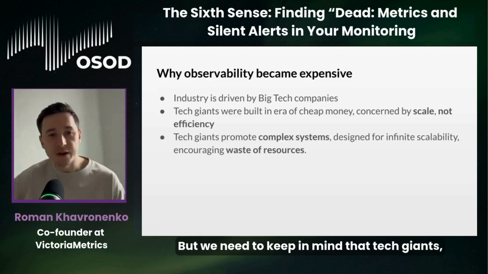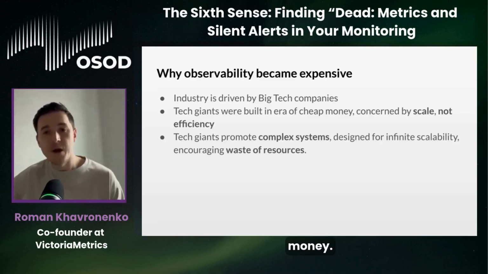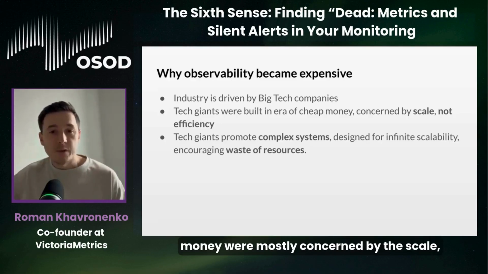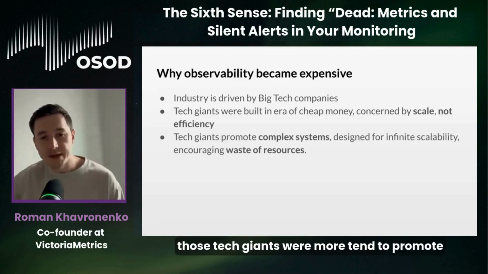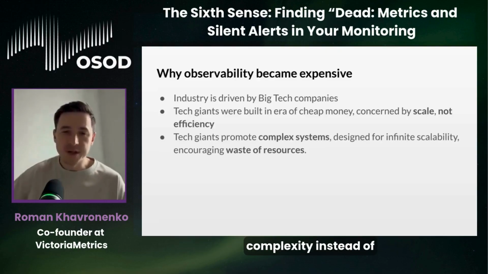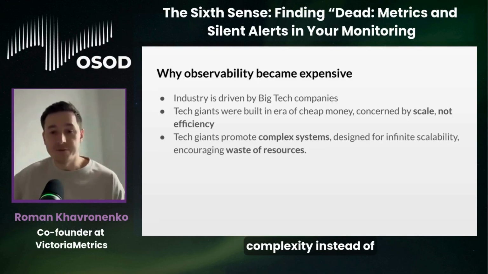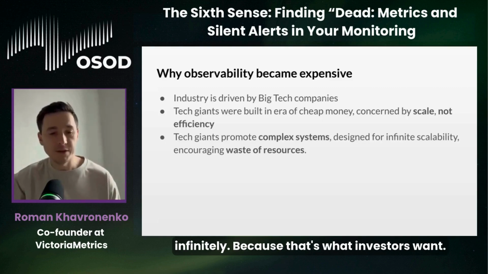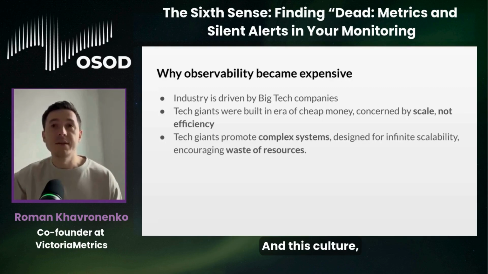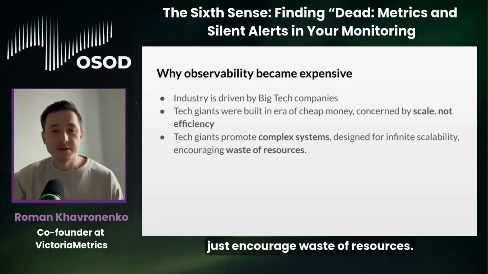But we need to keep in mind that those tech giants were built in the era of cheap money. Investors' money was mostly concerned with scale and the speed of growth rather than efficiency. Because of this, those tech giants tended to promote complexity instead of efficiency. They had to build systems that can scale infinitely, because that's what investors want. And this culture, from my perspective, just encourages waste of resources.